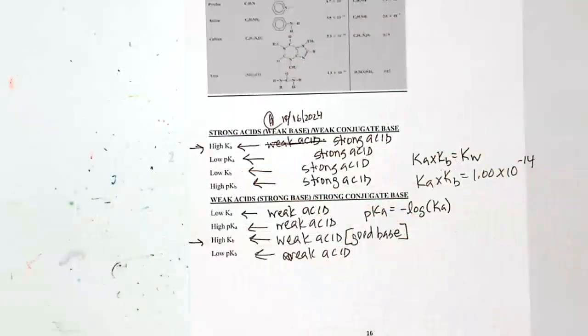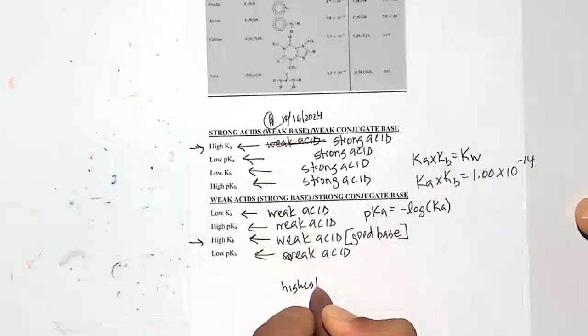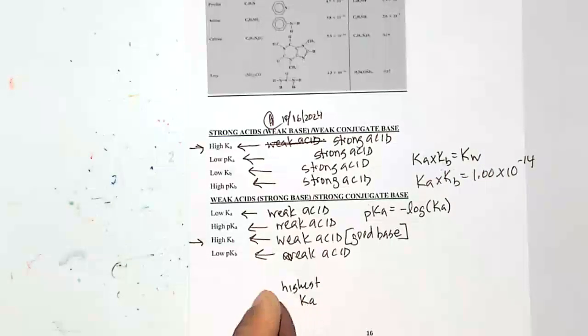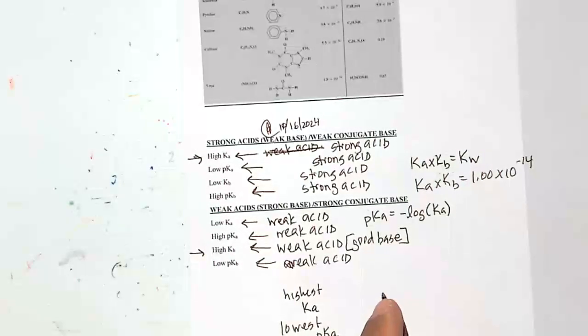So make sure you get these clear in your mind. If you're going to rank an acid, what would be the strongest acid? Like on the exam, or maybe on this quiz where you have to rank an acid, what are you looking for? You're looking for the highest Ka, right? Or the lowest pKa. That would be the strongest acid.